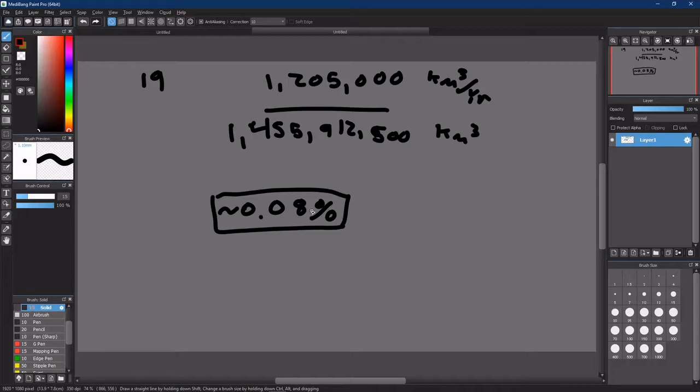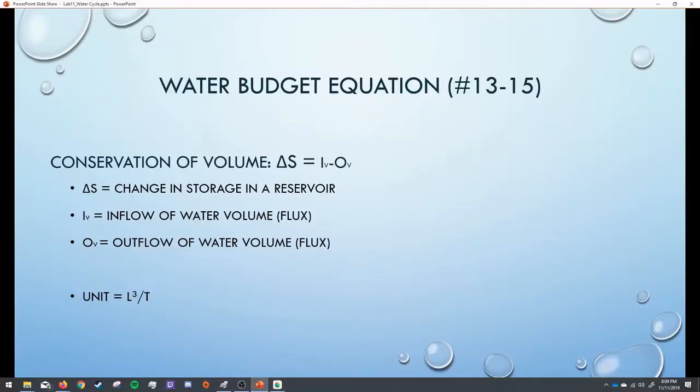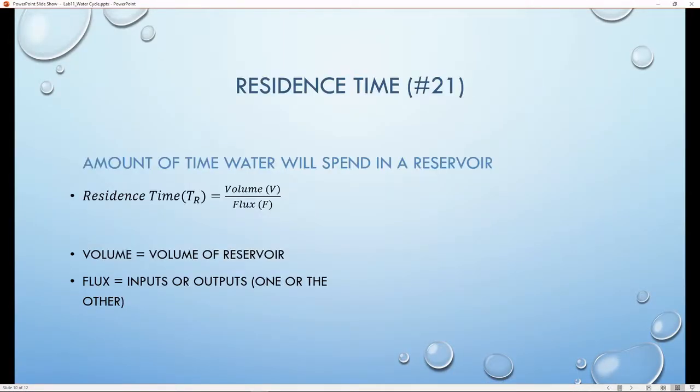And then 21 reservoir. Okay, so next we need to look at residence times. So residence time is the amount of time water will spend in a reservoir. More scientifically put, it's the average amount of time the average water molecule will remain in a given reservoir. And that's basically, you divide the volume by the flux. So if you look at volume, that's straightforward. That's going to have that volume measurement. And then flux is a volume per time.